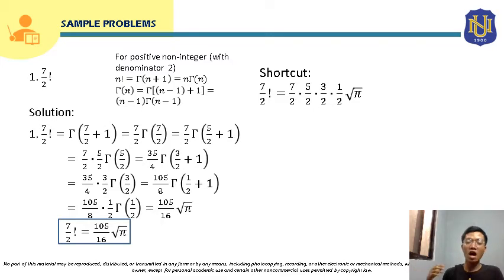So let's say we are solving 9 halves factorial. That will just be 9 halves times 7 halves times 5 halves times 3 halves times 1 half times square root of pi. So that will be the shortcut for this. As you can see here, this will just give you the same answer.